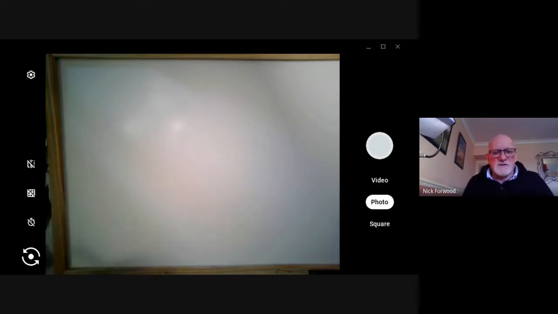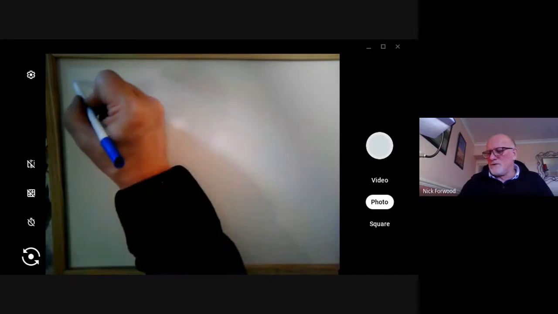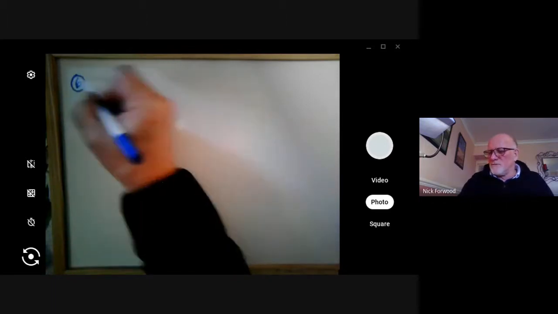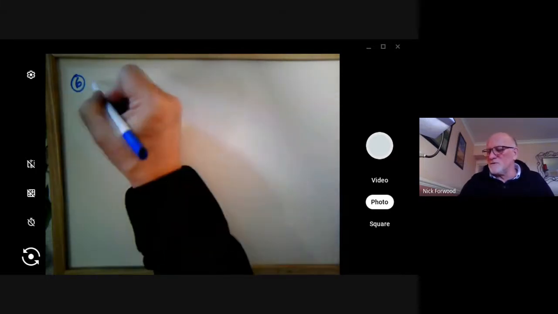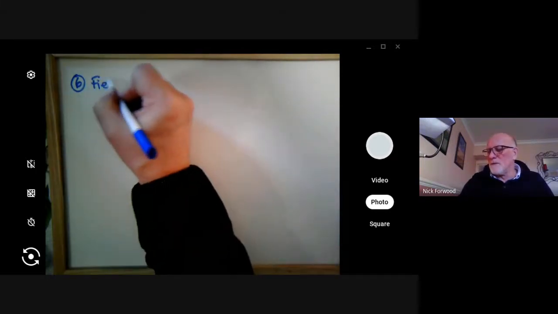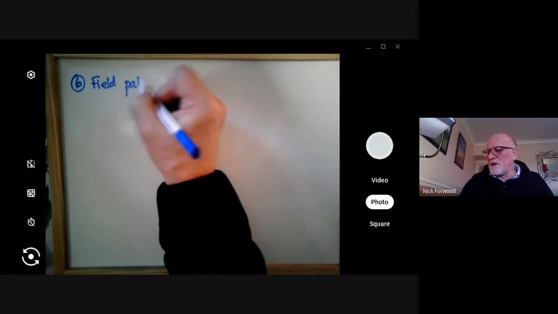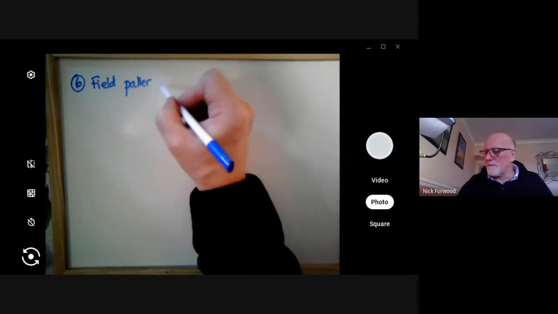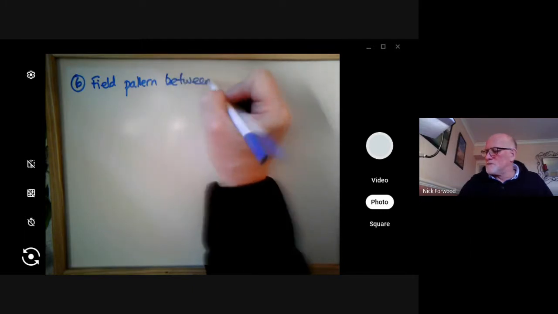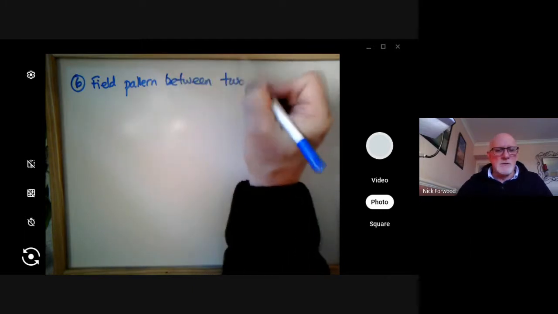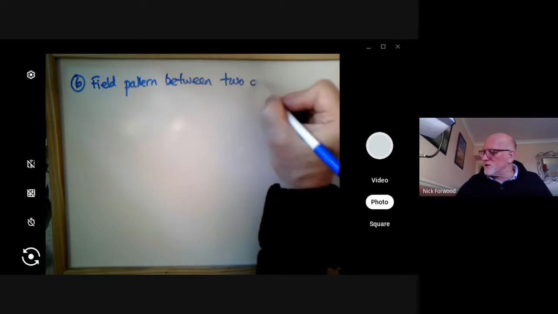Okay. Now the last one is the field pattern. I'll call this number 6. Doesn't matter how you label them, as long as you've got all the different diagrams. Field pattern between two oppositely charged plates.